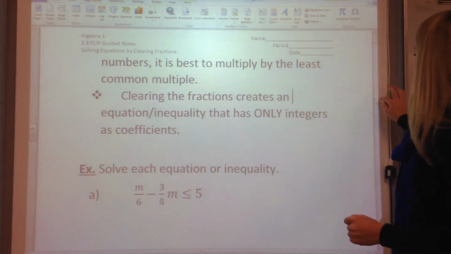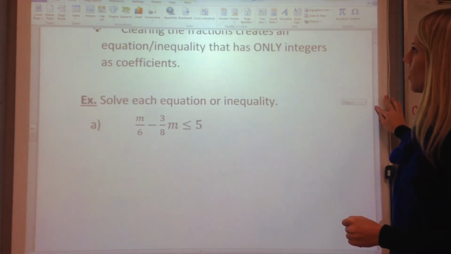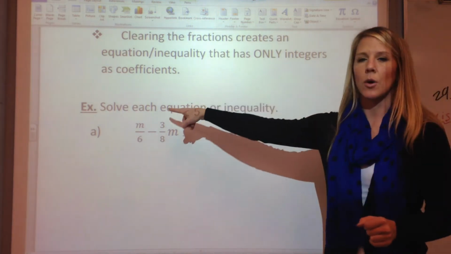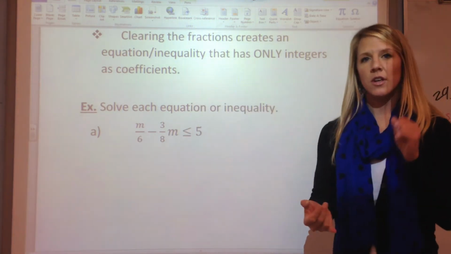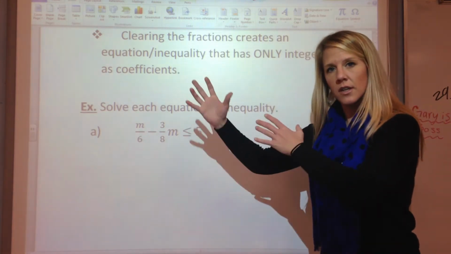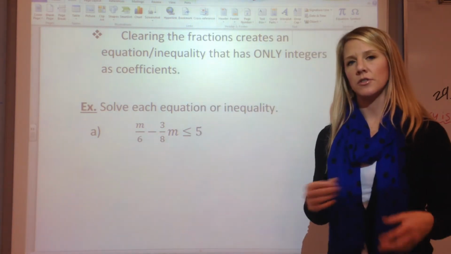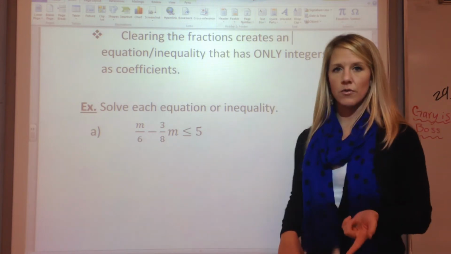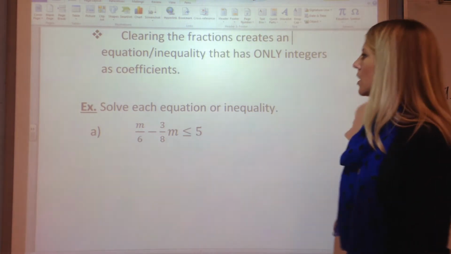This is what's going to allow us to clear fractions, and we're only going to be working with integers as coefficients. So remember, integers, no fractions, no decimals. So think of 0, 1, 2, 3, 4, 5, 6, 7, and then their opposites, -1, -2, -3. So integers, no fractions, which means no decimals.